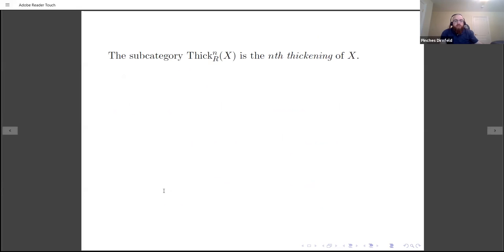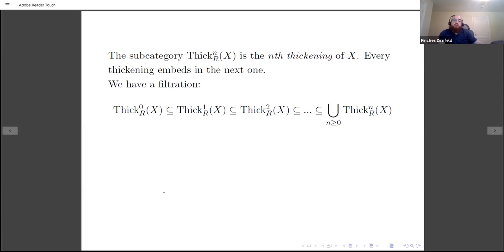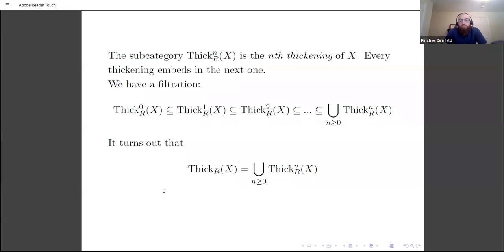We call these thick_n of X the n-th thickening of X, and it's not hard to see that every thickening of X embeds into the next one. So we have this filtration, thick_0 of X contained in thick_1, and so on and so forth, and everything is contained in the union. It turns out that the thick subcategory generated by X is actually equal to the union of all these n-thickenings of X.